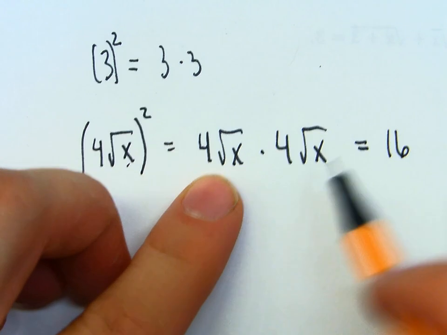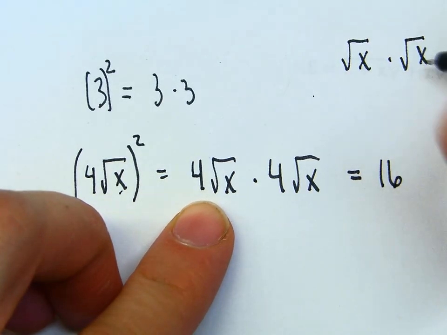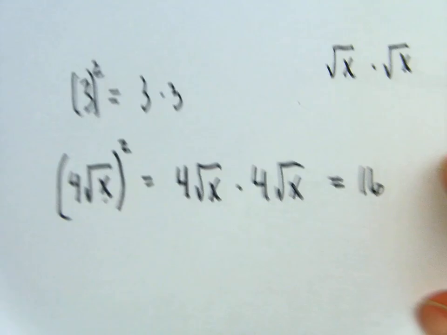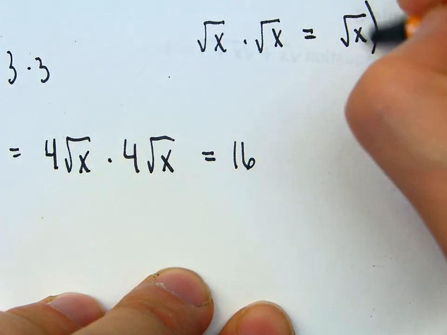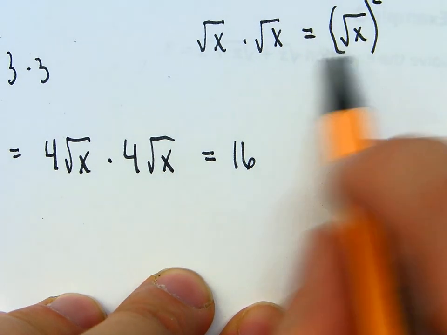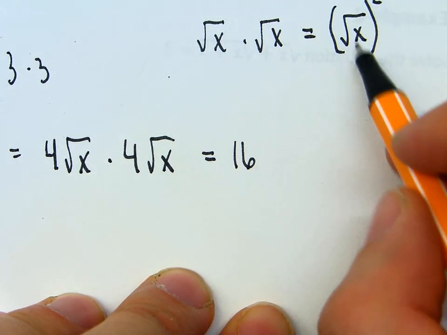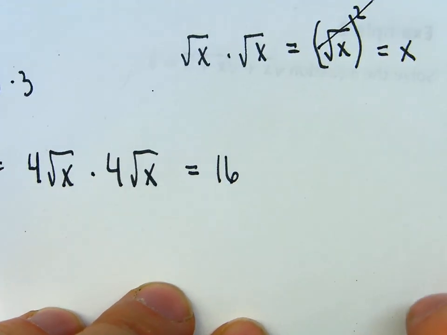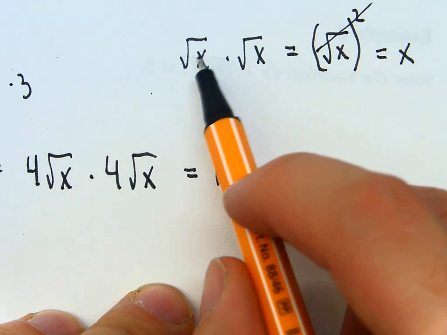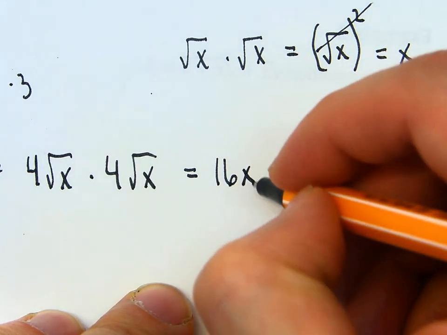And then look over here. You see how you have radical x times radical x? What does that equal to over here? Notice that this equals to radical x, the whole thing squared, because you have 2 of them. And notice what happens here if you square the square root, this cancels. So you just have x, okay? So if I have square root of x times square root of x, it's just x. And that's this over here.